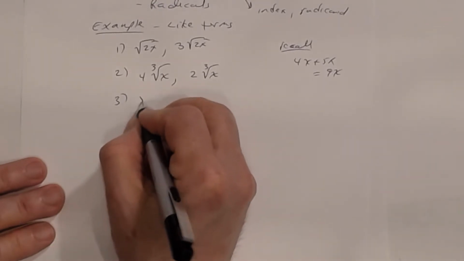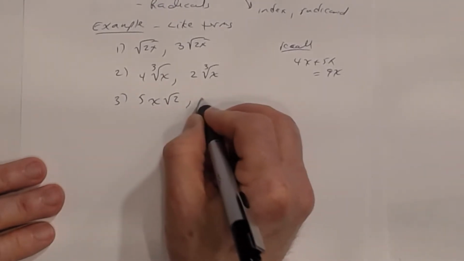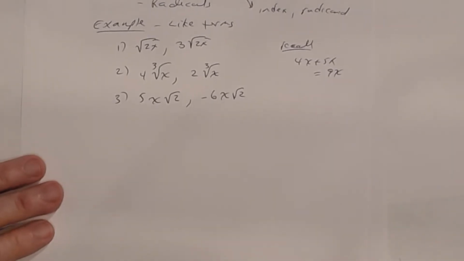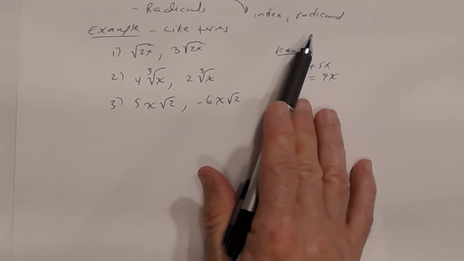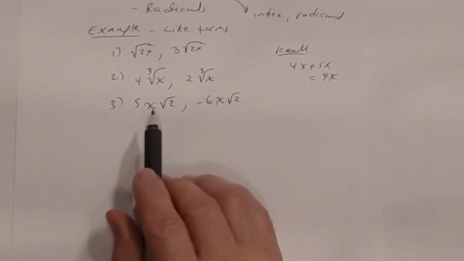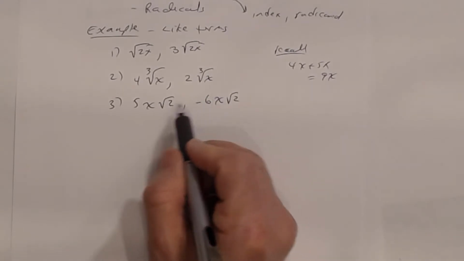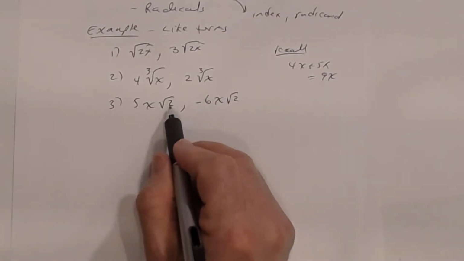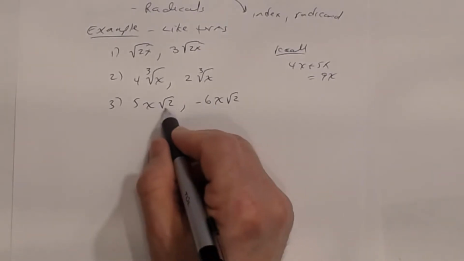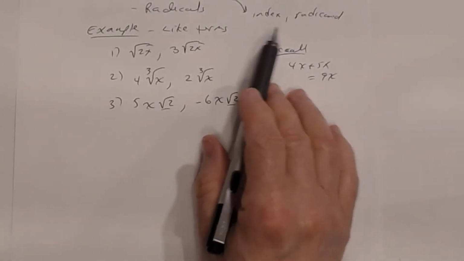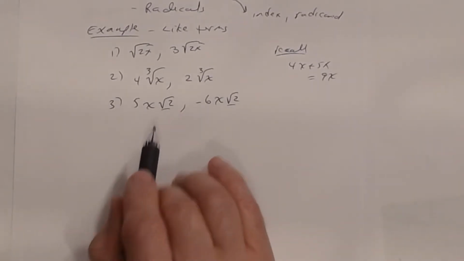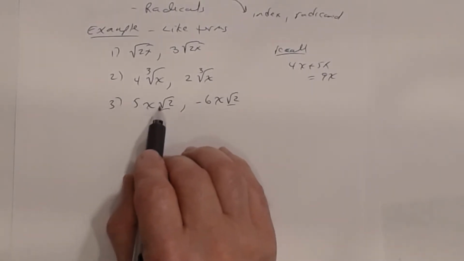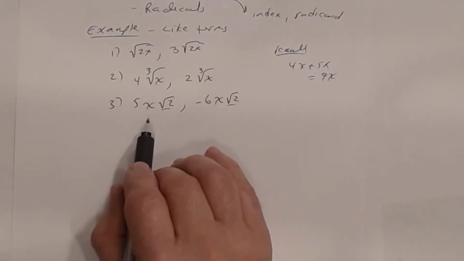Number 3, you have 5x square root of 2, and negative 6x square root of 2. Now we have to be a little bit careful with this one. Remember I kept saying for the most part, you're going to look at the index and then the radicand. Notice the index, they're both square roots. The radicands are the same, 2, 2. So in terms of index and radicand, those are the same. But here's what else you've got to look at now. There's a variable outside of that radical. So you have to consider that as well.